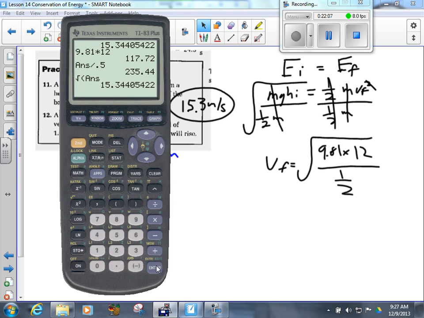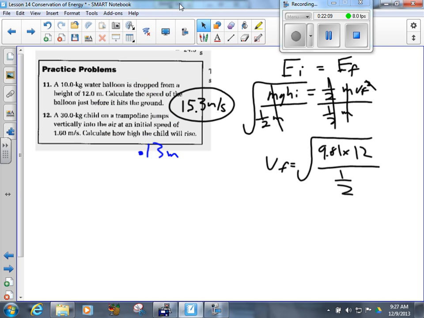And for the second one, you've got the kid on the trampoline who jumps vertically into the air at an initial speed of 1.6 meters per second. Calculate how high the child will rise. Obviously, this is a very small child, as they only get 13 centimeters off of the trampoline. But if you're only 3 years old, that's probably pretty exciting.